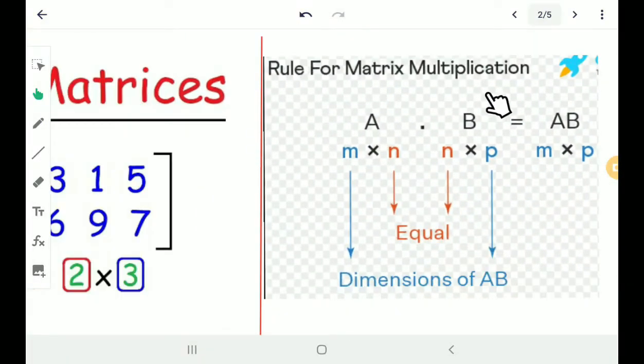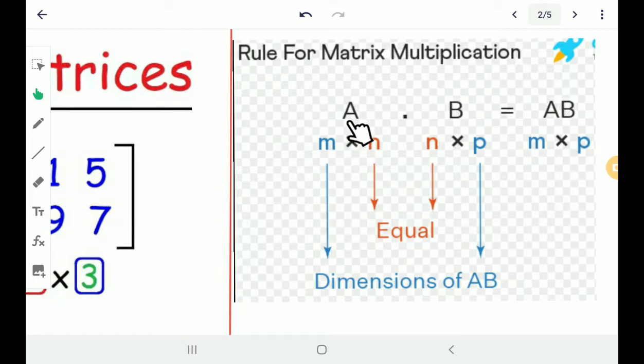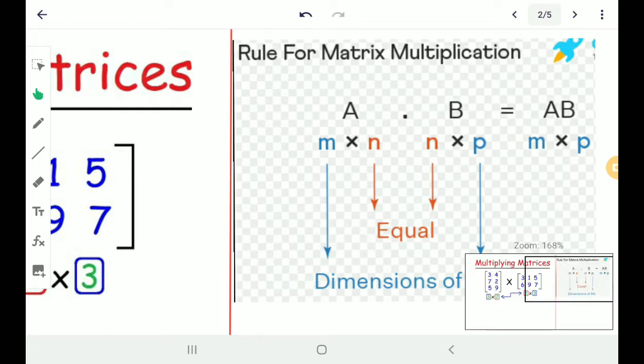So here's a rule for matrix multiplication. If you identify the order of the matrix and the order of the next matrix that it is being multiplied to, and the two middle numbers here are the same, if they are equal, it means that it is compatible for matrix multiplication. Alright, and these two end numbers tell you the dimension or the order of the product of the matrix. Here we have matrix AB. So it tells us the order of the matrix AB. Alright?